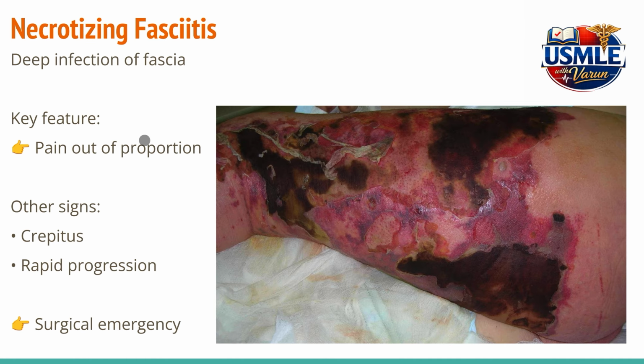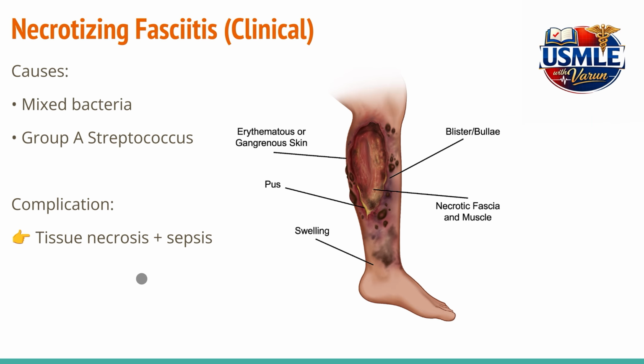Necrotizing fasciitis is a rapidly progressive infection that affects the fascia, which is the connective tissue surrounding the muscle. The most important clinical clue is pain that is more severe and out of proportion to what we would expect based on the physical findings. This pain out of proportion is a red flag sign in cases of necrotizing fasciitis. As the infection progresses, gas-producing bacteria can lead to crepitus, which is a cracking sensation under the skin, and this is a surgical emergency. Early recognition is definitely critical.